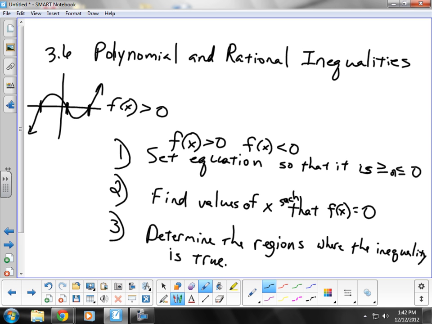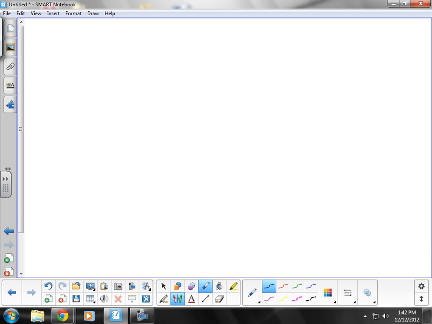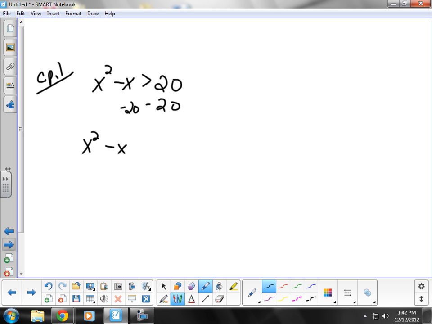You got it written down? All right. Checkpoint 1. So we've got x squared minus x is greater than 20. Step number 1. We need to subtract the 20 from both sides. So I have x squared minus x minus 20 is greater than 0. Step number 2. Actually set it equal to 0, right, to find our boundaries. So I got x squared minus x minus 20 is actually equal to 0.